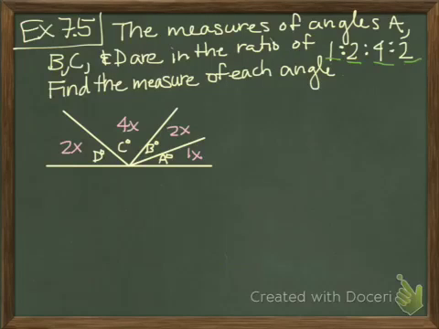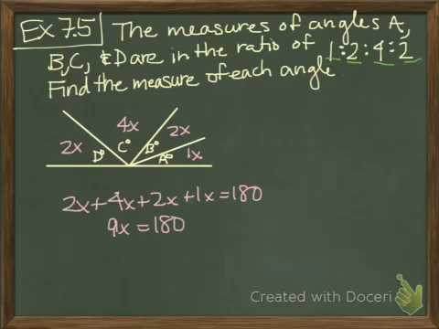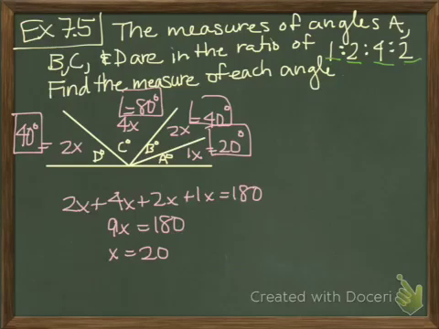Now that they have an x with them, we can see that they're on a straight angle, so 1x plus 2x plus 4x plus 2x all have to equal 180 degrees. So 2 plus 4 plus 2 plus 1 is 9, so 9x equals 180, so x equals 20 degrees. So from that, if x is 20, 2x is 40, 4x is 80, and 2x again is 40, so our solution is as shown.